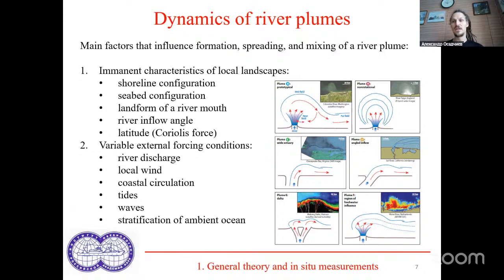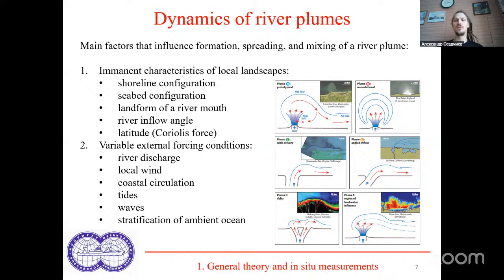So also there are a certain number of morphological characteristics of shoreline, of position of river mouths, and of bathymetry of the coastal sea, which affect the dynamics of river plumes. When you have an estuarine river, a deep estuarine river, there is one case. When you have a deltaic river, it's another case. The angle of inflow of the river to the sea also affects the formation of the river plume.